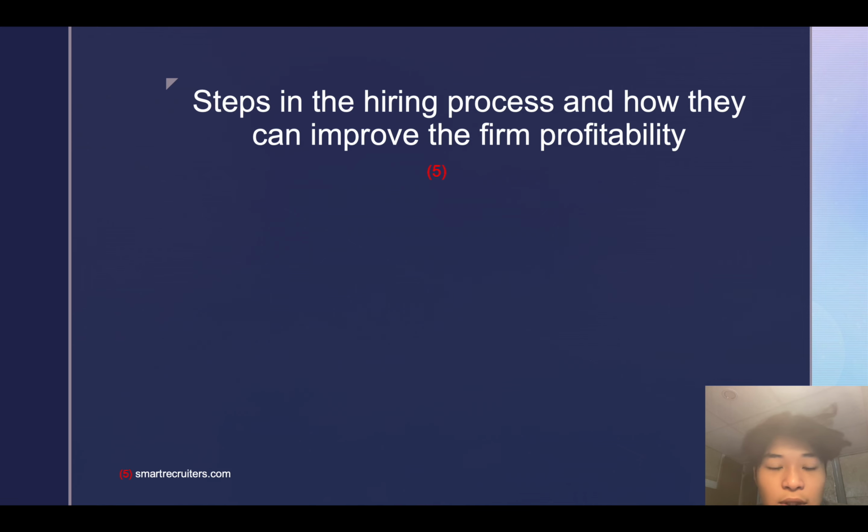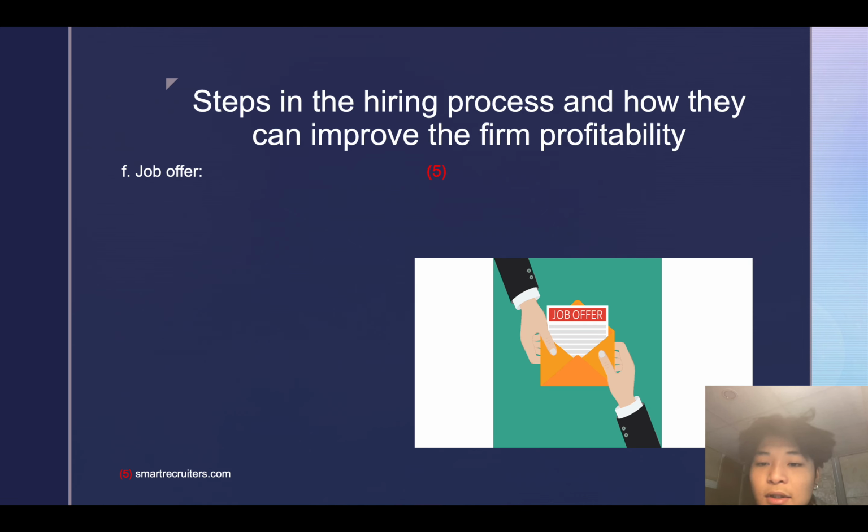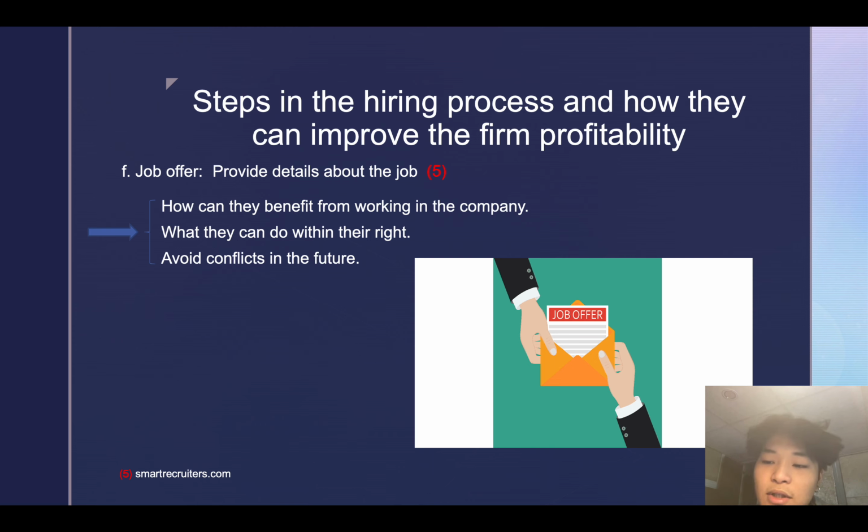So the very last step in the hiring process is the job offer. In this task, the employer will provide details about the job salary, schedule, benefits, paid time off, start date, potential severance pay, working remotely policy, included company equipment and other terms and conditions of employment. So this step is done to let the employee know how they can benefit from working in the company and what they can do within their rights. And it will also avoid conflicts with the employee in the future.